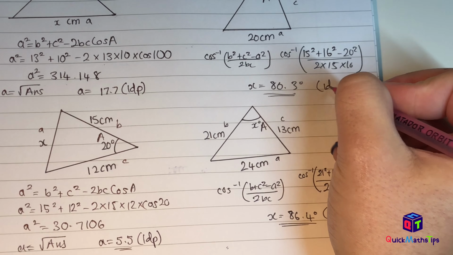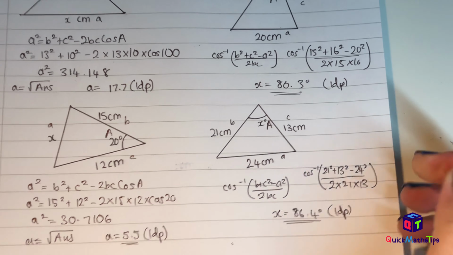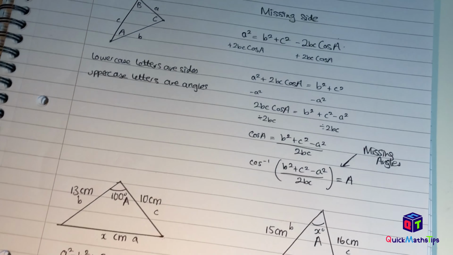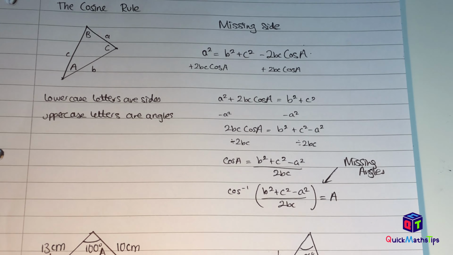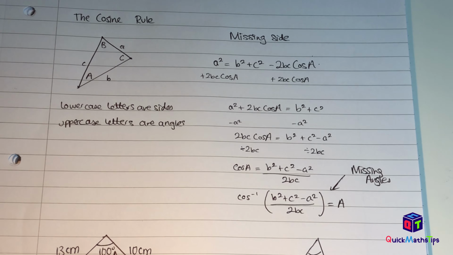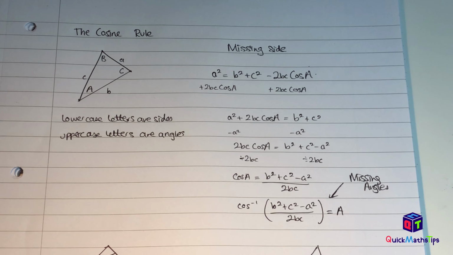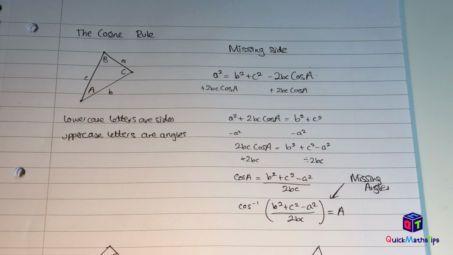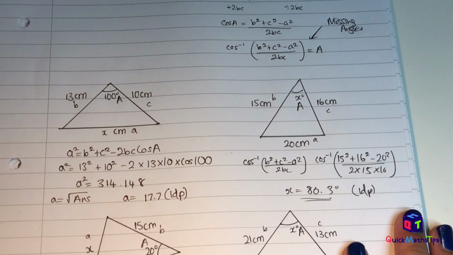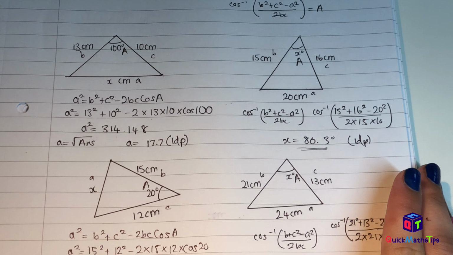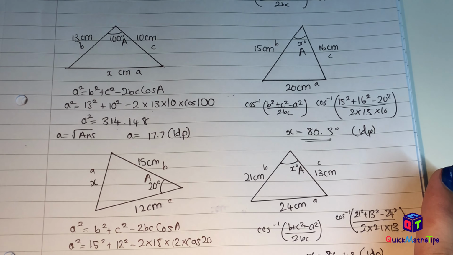So all you need to know for the cosine rule is the main two formulas: a squared equals b squared plus c squared minus 2bc cosine A for a missing side, and for a missing angle, shift cosine, b squared plus c squared minus a squared divided by 2bc. And this is how you put it into practice when it comes to exam style questions.